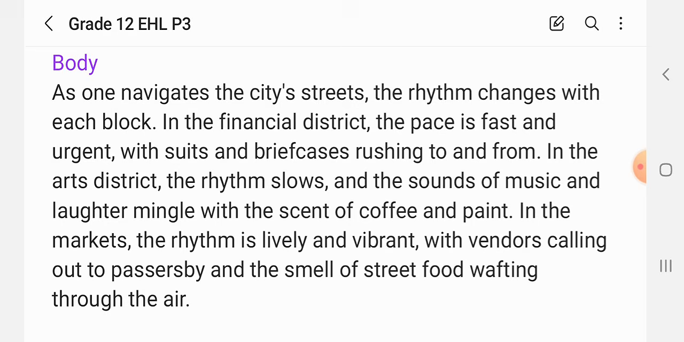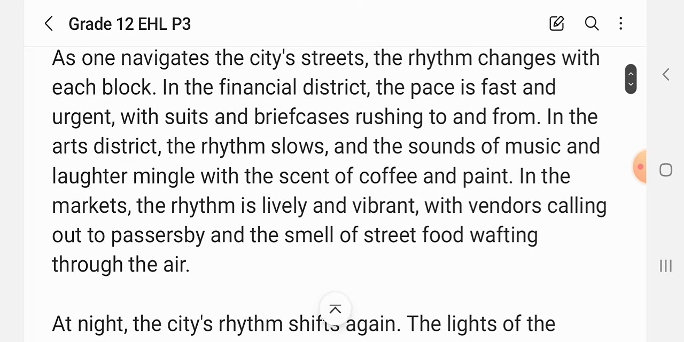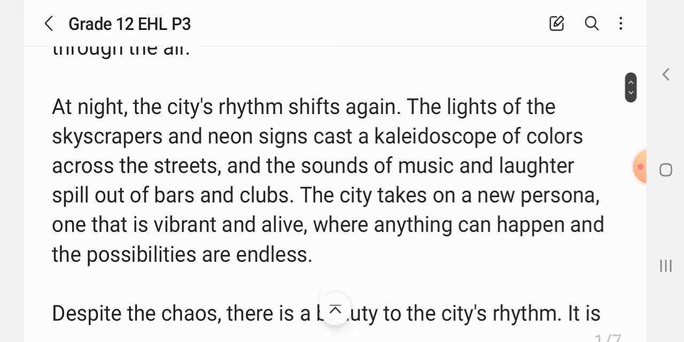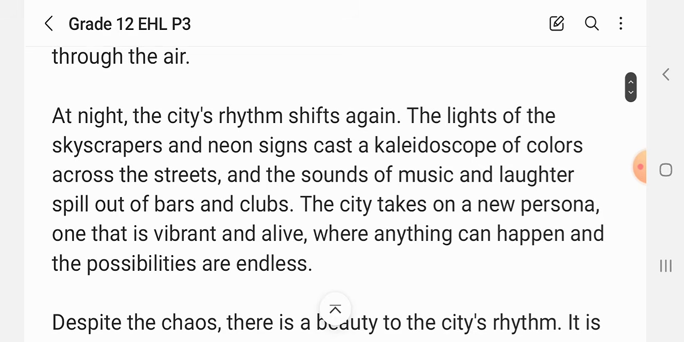So in a city, we have different people doing different things. So it's described, we talked about finance, people who work in the bank, people who are artists, and in the markets, the rhythm is lively and vibrant, with vendors calling out to passersby and the smell of street food wafting through the air. So can you see? You have described the different parts of the city. So this is beautiful. At night, the city's rhythm shifts again.